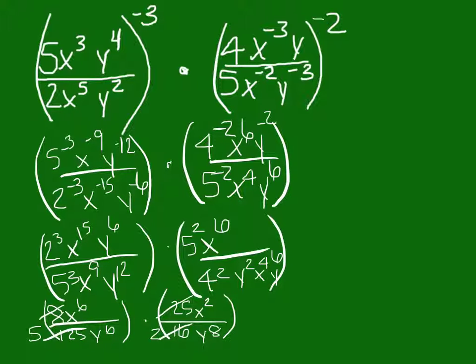So you're left with 6 x's on top times 2 x's on top, which gives you 8 x's on top, over 5 times 2 is 10. And there are 6 x's, or 6 y's, I'm sorry, and 8 y's, so it becomes y to the 14th.